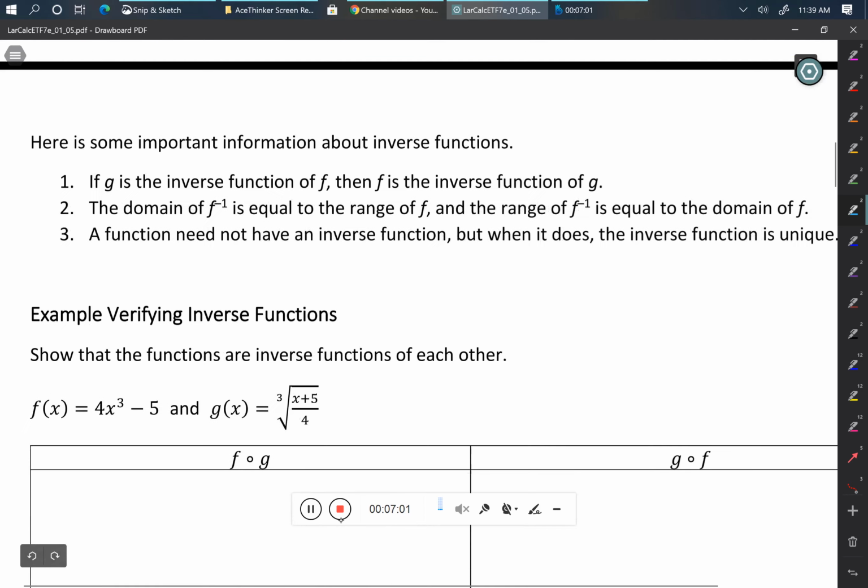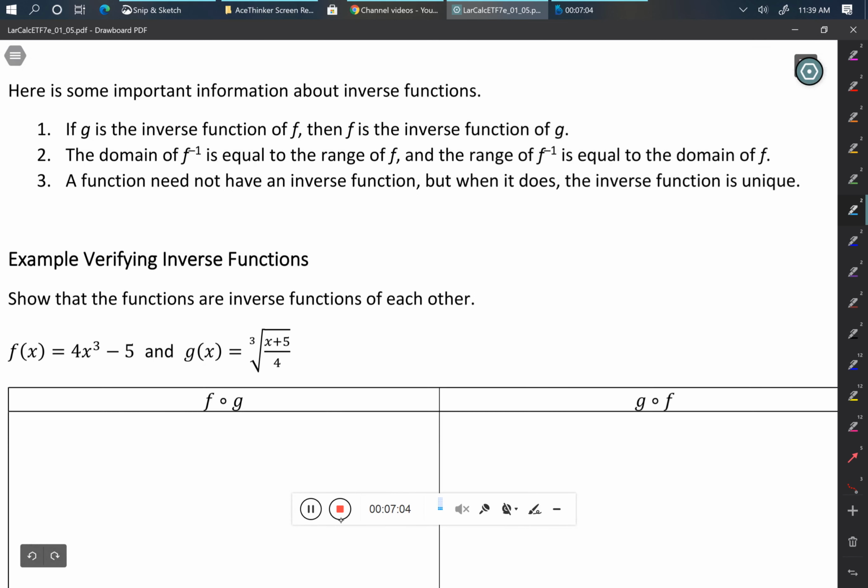All right, so here's some important information about inverse functions. If g is the inverse of f, then f is the inverse of g. Those are logically equivalent statements. Another thing that is important to know is the domain of the inverse is the range of the function. The range of the inverse is the domain of the function. And the third thing about inverse functions is every function doesn't have an inverse. A function need not have an inverse function. But if it does, then that inverse function is unique, meaning there isn't another one out there somewhere. This is it and the only one.